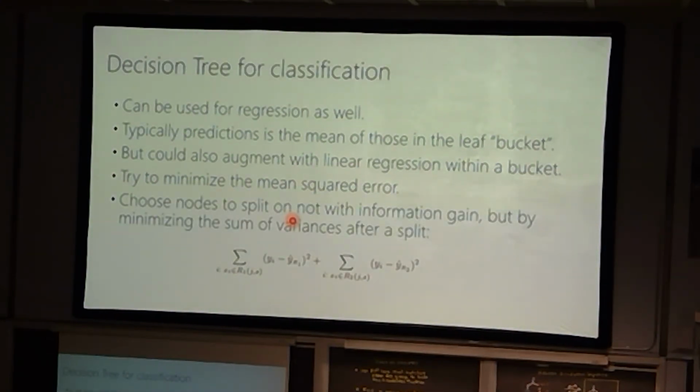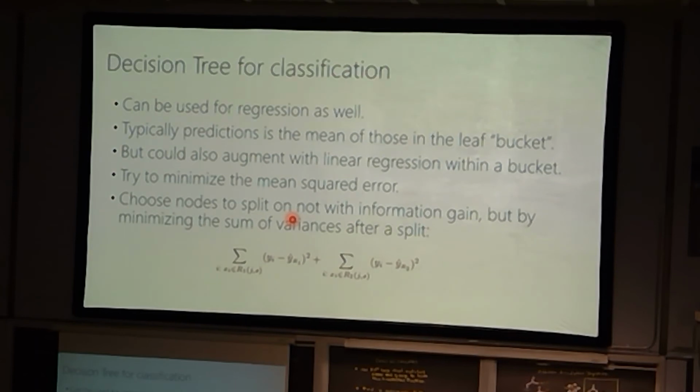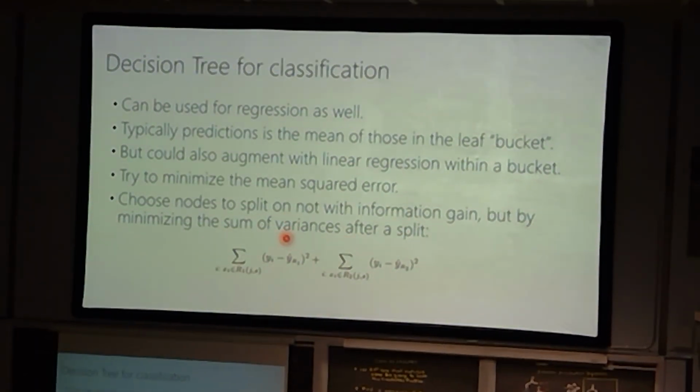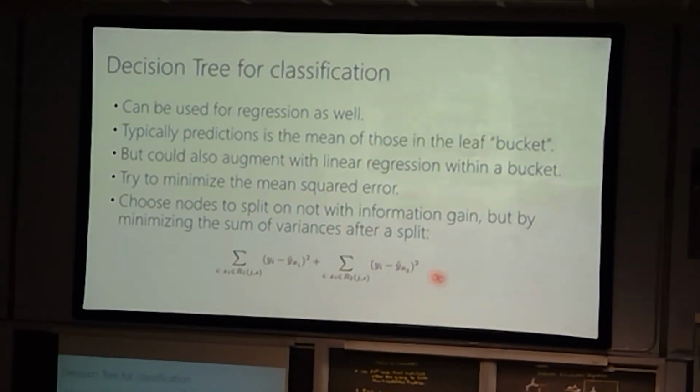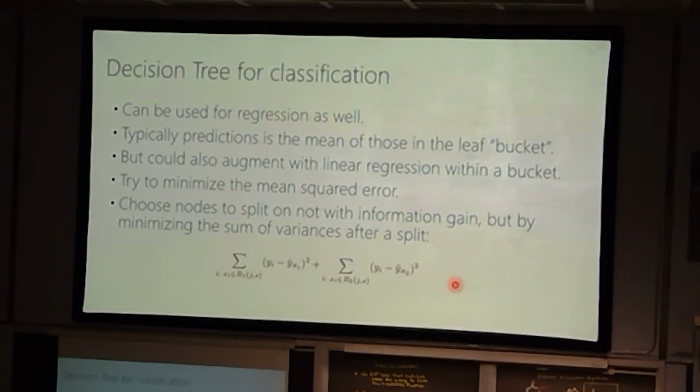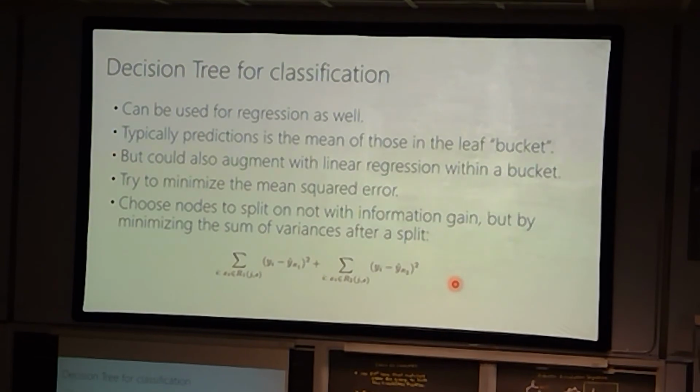And instead of using information gain, which is only applicable to discrete classification, what you typically do is minimize the sum of the variances after a split. Because here, the notion of purity is not that you have all the same class, the notion of purity is that all these things have almost the same regression value. So you want them to be clustered together and have low variance.